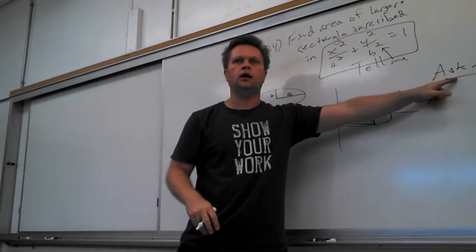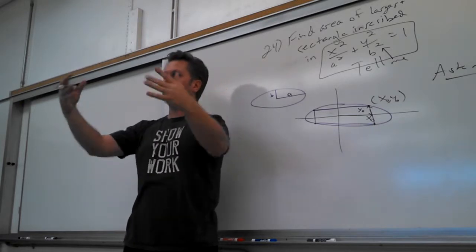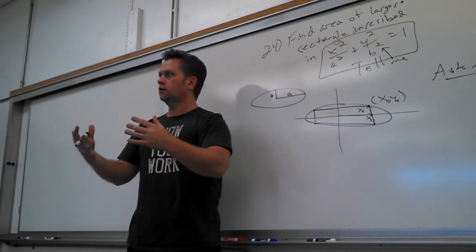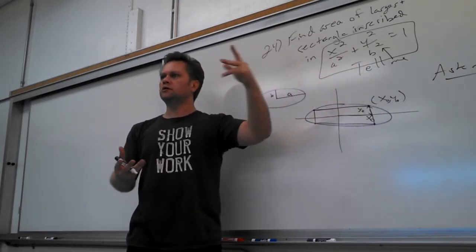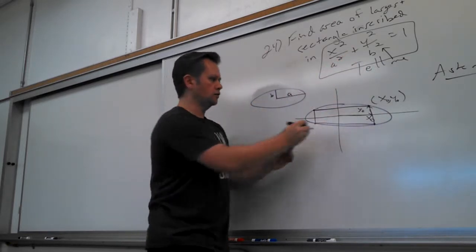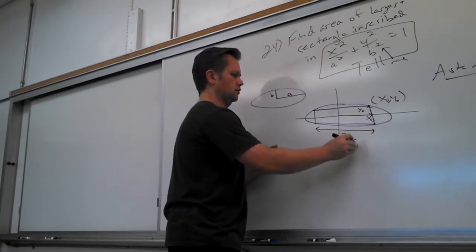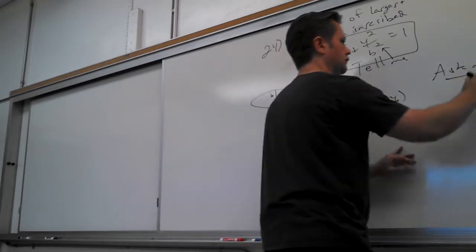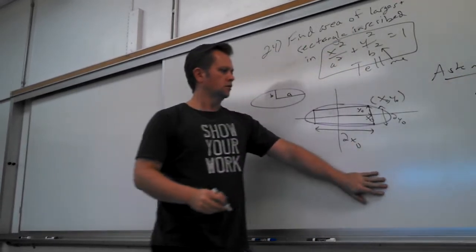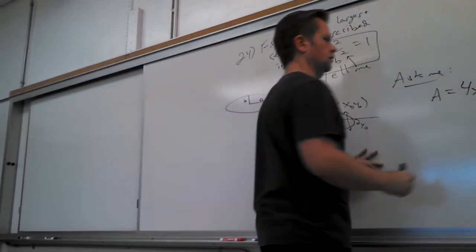Now, get inside my thought process. If they ask me about the area, I need to know what the side lengths of the rectangle are to write the area formula, right? So I want to write it in terms of something I know that's involved in this problem. So how long is this side of the rectangle? 2x naught. How long is this, of course? 2y naught. So what's the area of the rectangle? 4x naught y naught.